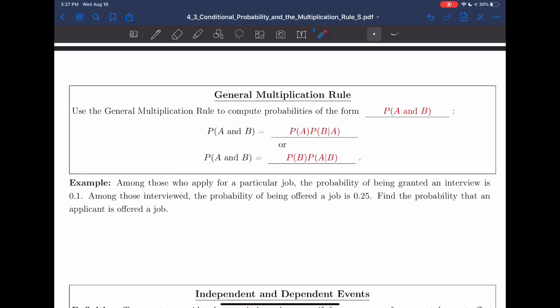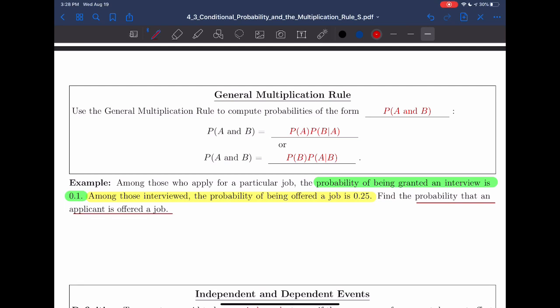Let's say you're applying for a particular job, and the probability of being granted an interview is about 0.1. And among those people who got an interview, the probability of being offered a job is 0.25. We want to find the probability that an applicant is offered a job.